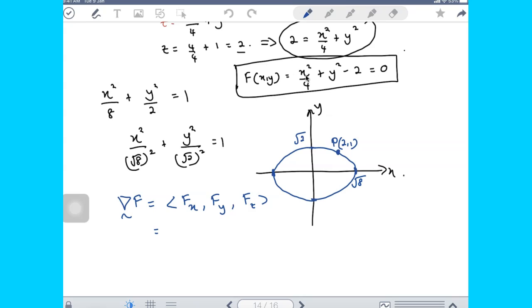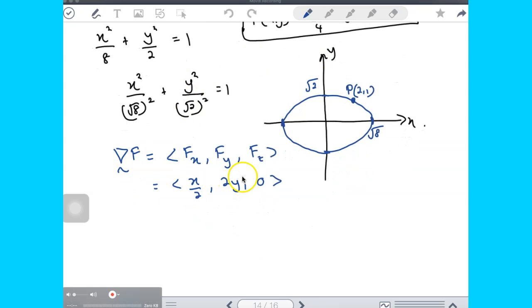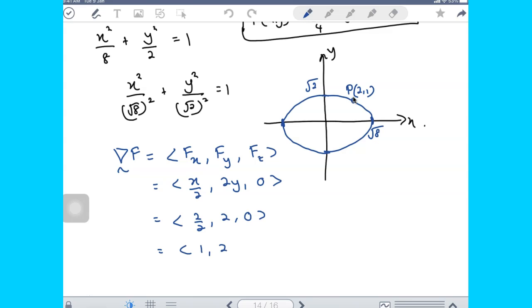So differentiate f with respect to x, you have x over 2. Differentiate f with respect to y, you have 2y. And this one, 0. Okay, so that is the gradient vector at P. Because they're asking to evaluate the gradient f at the given point, we just replace the values. So the gradient f at (2, 1): you have 2 over 2, which is 1, and 2. So (1, 2).